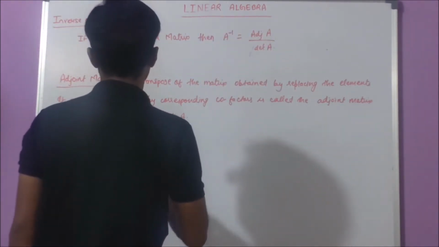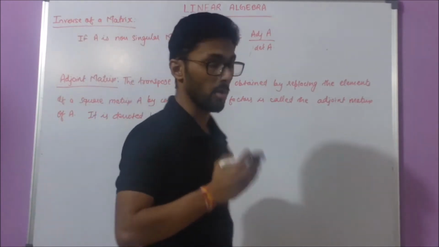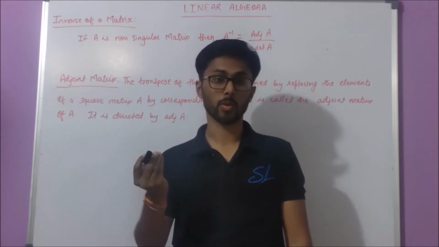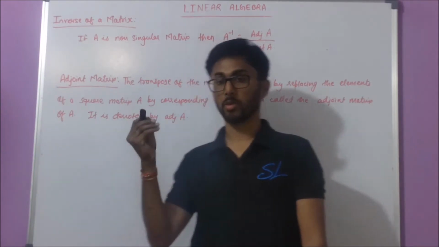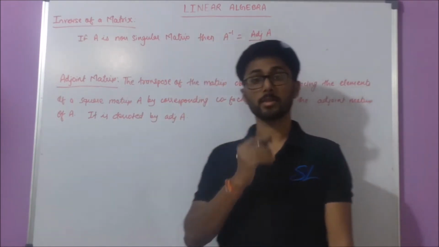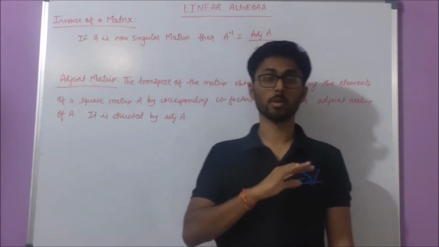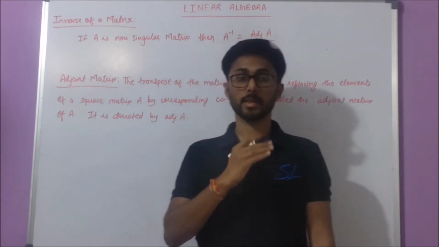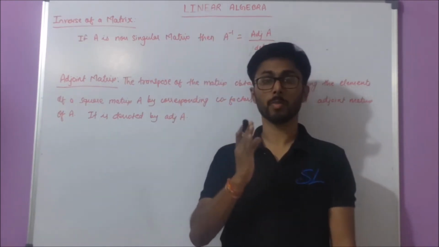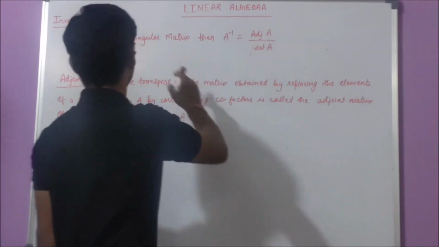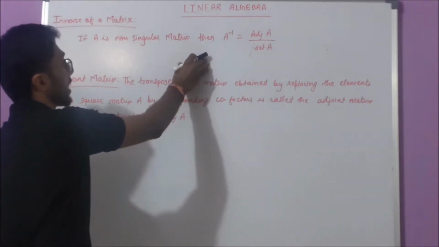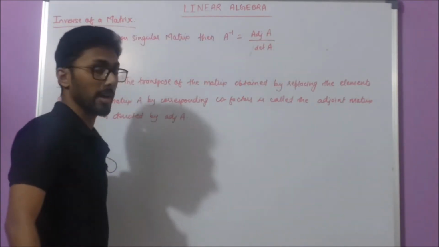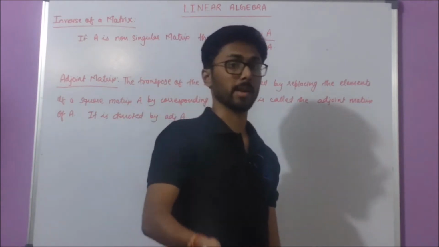If A is a non-singular matrix, so what do you mean by non-singular matrix? If you don't know what a non-singular matrix is, then go to the previous video and you will find out. A non-singular matrix is a matrix in which the determinant is not equal to 0. So if the determinant of a matrix is non-zero, then the matrix is a non-singular matrix. Determinant should be non-zero. Okay, so the inverse of a matrix can be calculated by finding the adjoint of A and dividing it by the determinant of the original matrix A.